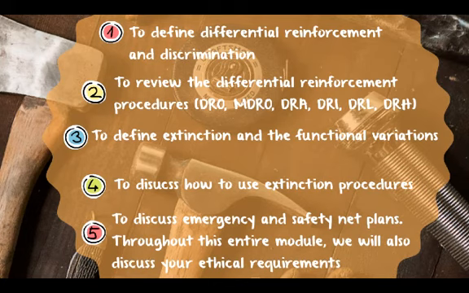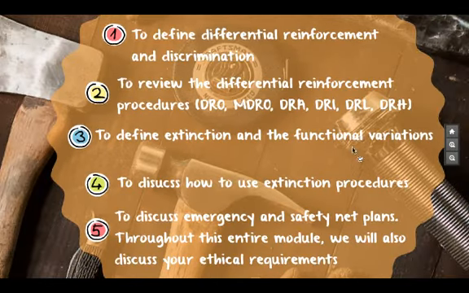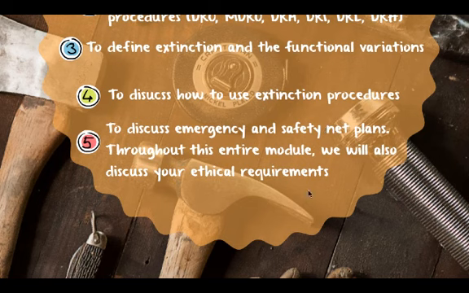My third goal in this module is to define extinction and the functional variations of extinction. Then to discuss how to use the extinction procedures, and then finally to discuss emergency and safety net plans. And throughout this entire module, we'll also discuss your ethical requirements and your ethical responsibilities.